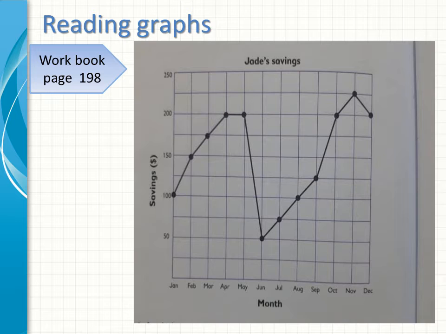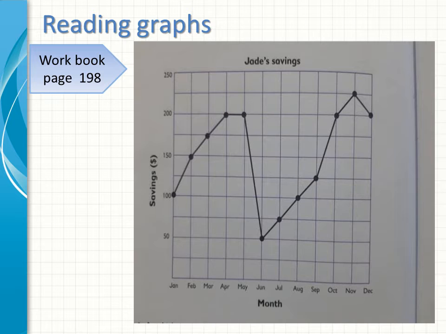It describes Jade's savings, and the vertical side describes the amount in dollars. We have 50, 100, 150, 200, and $250 represented on the vertical side. It simply describes the amount of savings that Jade made. What about the horizontal side? It describes the month, from January to December, all the months in the year. So we're going to be looking at some questions to know how much she saved in each month.